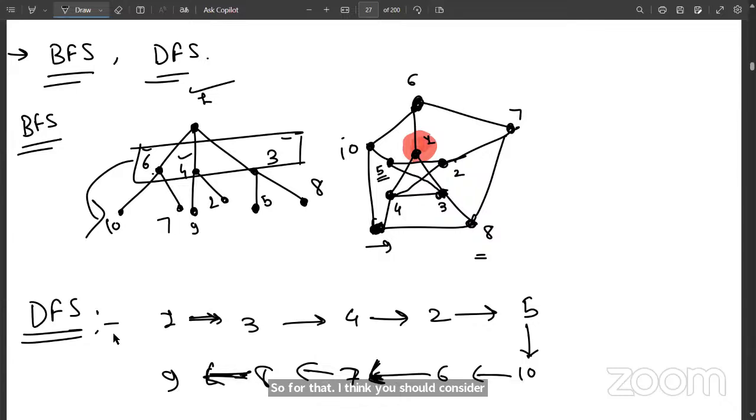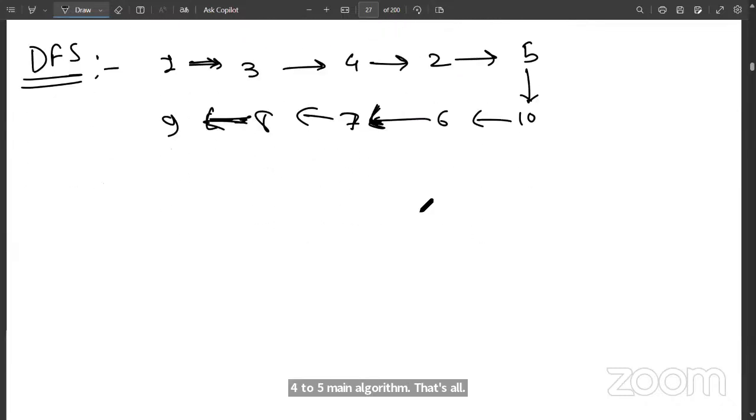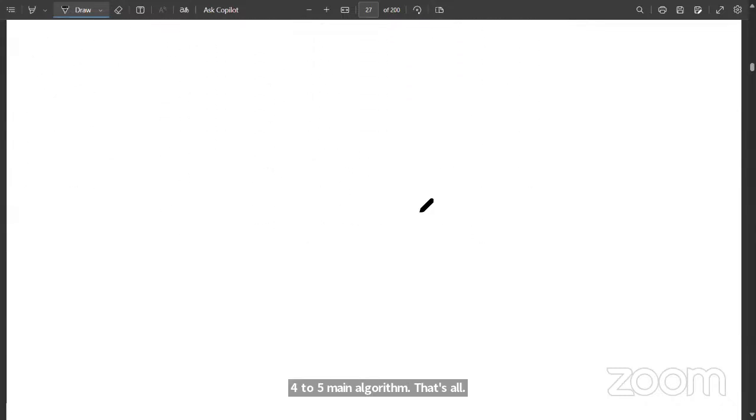Ma'am, can you take a look at the activity question, BFS and DFS application? Yes, you can. I will take the activity question at the end. I just have to cover four to five main algorithms. That's all. Okay, ma'am. I just thought it would be appropriate to explain at the moment. Yeah, we can.